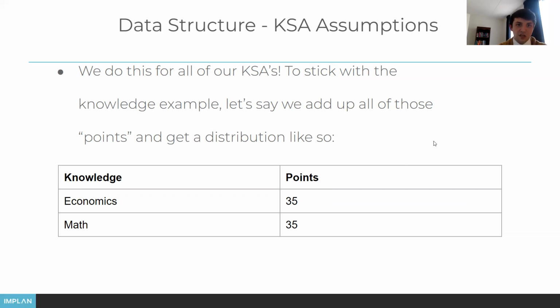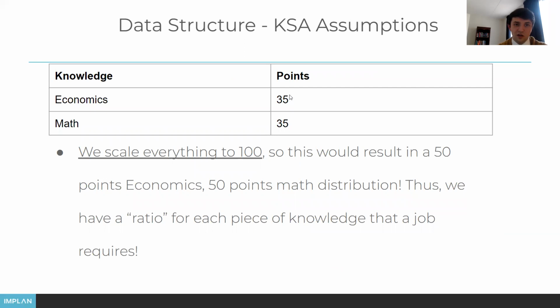Then we can sum each of those up to split out and produce a 100-point scale. And essentially with a 35-35 split, we would just get a 50-50 split for our 2 knowledge items. Thus, we have a ratio. Basically, this is the process that's repeated for each piece of knowledge, skills, and abilities.